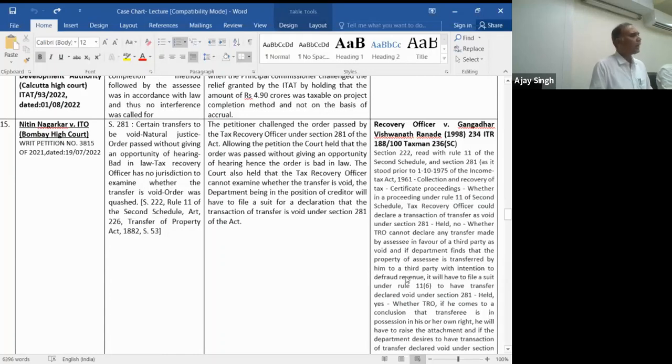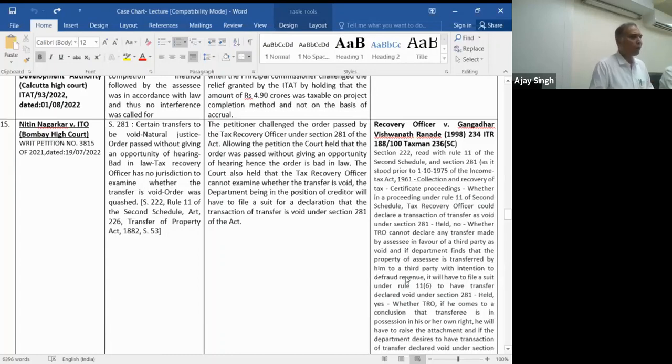So it is a good decision as far as recovery proceedings are concerned, wherein genuine buyers have bought and subsequently discover that some taxes are due which were not informed, or there was no attachment earlier made, and by due diligence the genuine buyer was not able to find out that attachment or recovery.